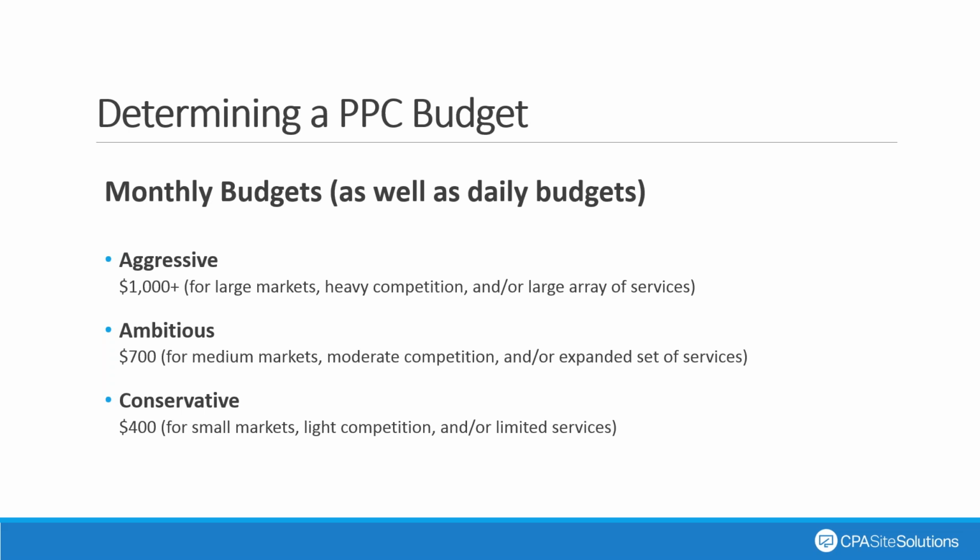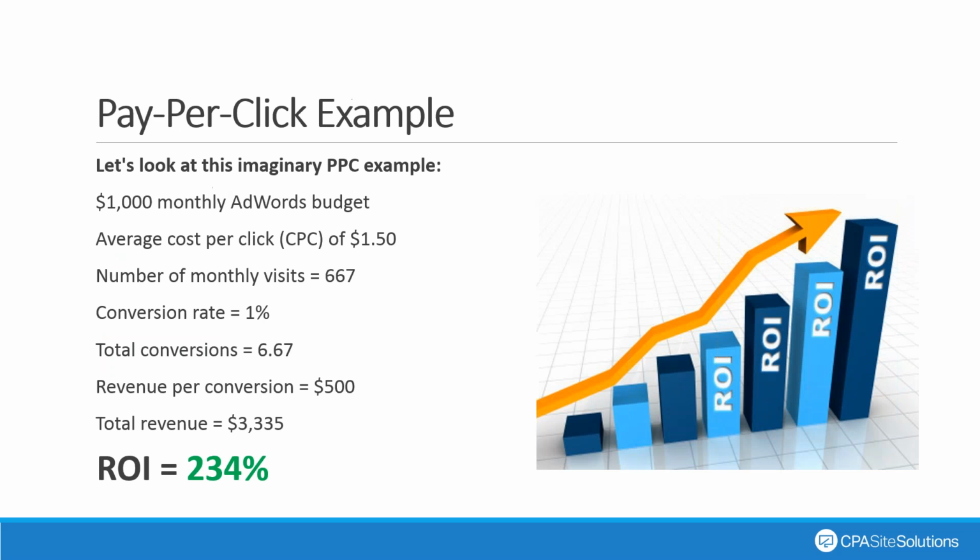And these are really just guidelines. Ambitious, $700, and aggressive, $1,000. So I know companies that spend $4,000 or $5,000, and I'm going to show you why in this example. Let's imagine that you had a $1,000 monthly AdWords budget. So you just have to know this is how much you're putting into the Google spend.